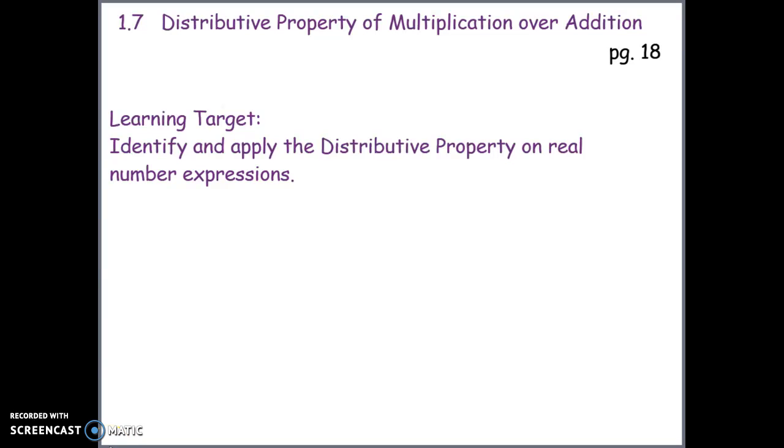Today we're going to learn about the distributive property of multiplication over addition. And that is the official title, so you've probably heard of it as just the distributive property, but it is the distributive property of multiplication over division. Our learning target today is to identify and apply the distributive property on real number expressions. This should be page number 18 in your notebook.